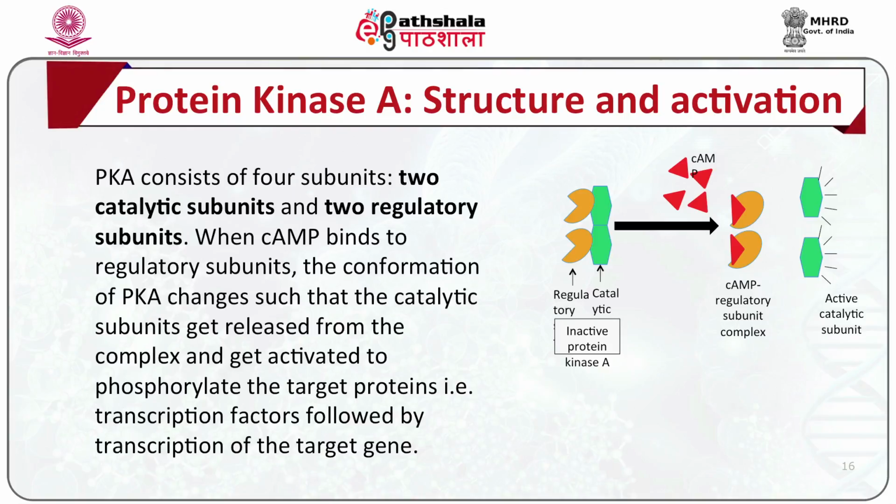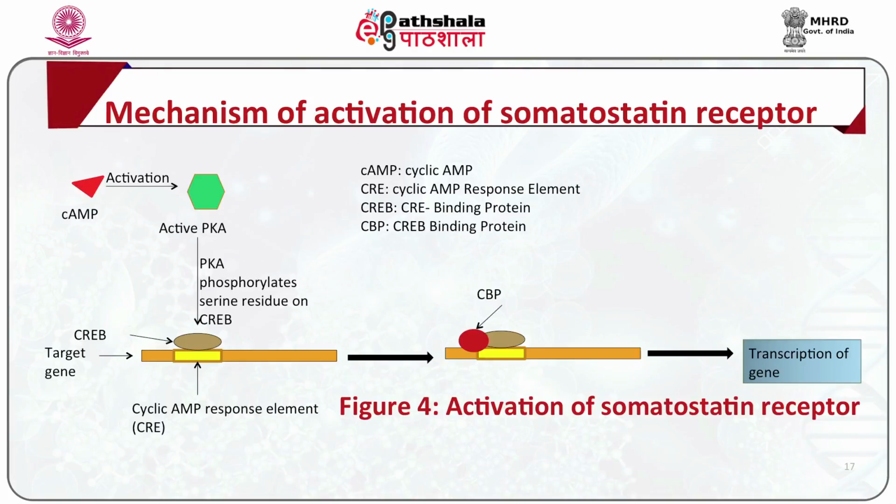When cyclic AMP binds to the regulatory subunits, the conformation of PKA changes such that the catalytic subunits get released from the complex and get activated to phosphorylate the target proteins, that is transcription factors, followed by the transcription of the target gene. Now, how does the somatostatin receptor get activated?